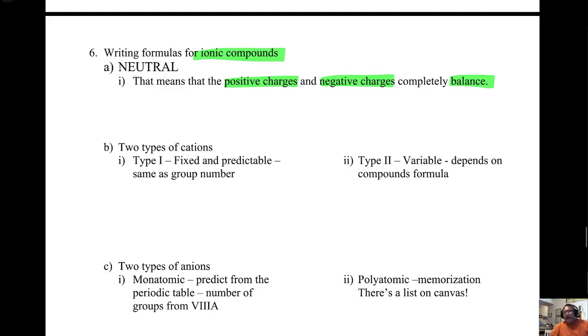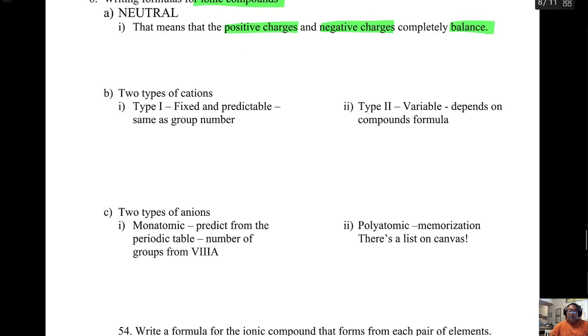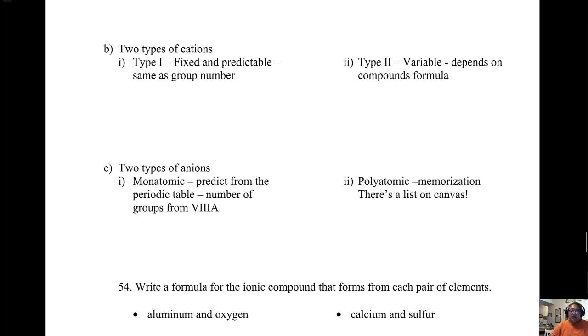Now, let's talk about the cations. You already know what cations are. Those are the positives, and those lost electrons. There are two types of cations. In the older edition of the book, it was formalized as type 1 and type 2, and I just stuck with it. Type 1 are the ones you already know. Remember I told you how you could predict the charge based on the position in the periodic table.